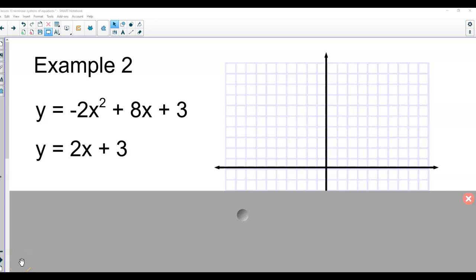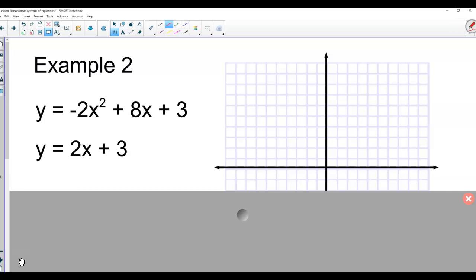Okay, so nonlinear systems basically means at least one of the two equations is not linear, not a line. A lot of times that'll look like a parabola. Essentially what I'm asking you to do is the same thing I've been asking you to do in the past, only we're putting them together.